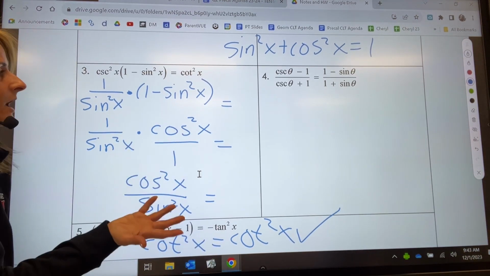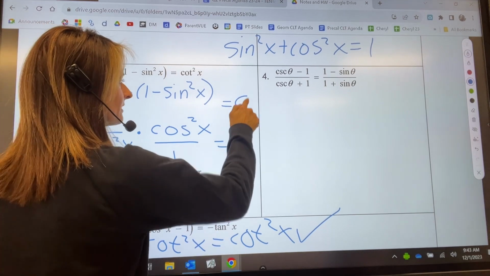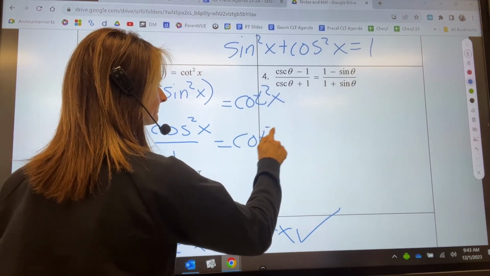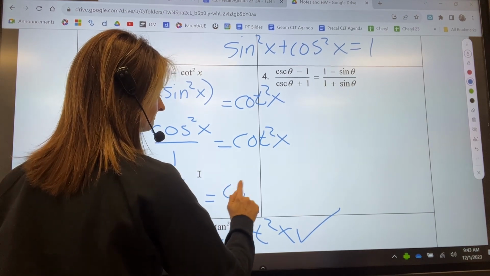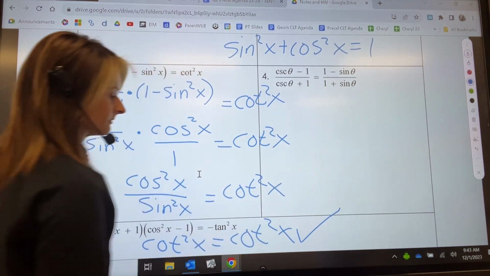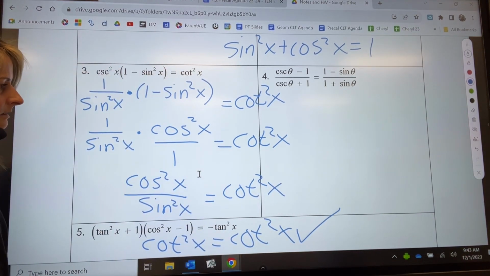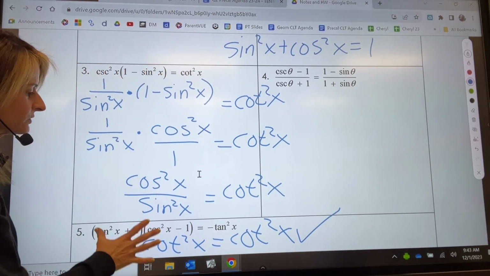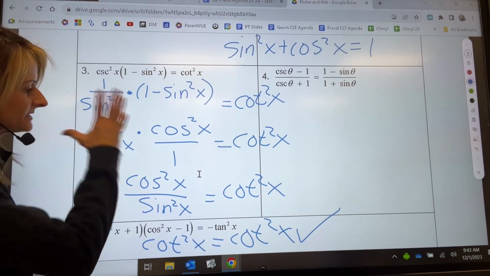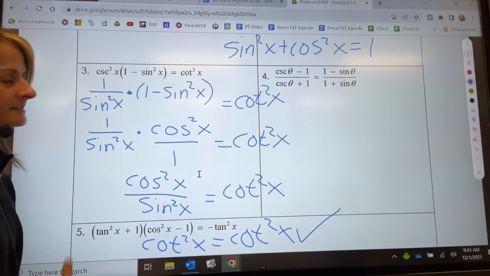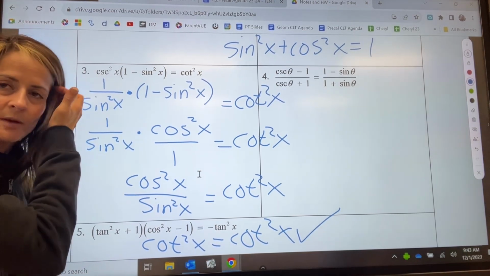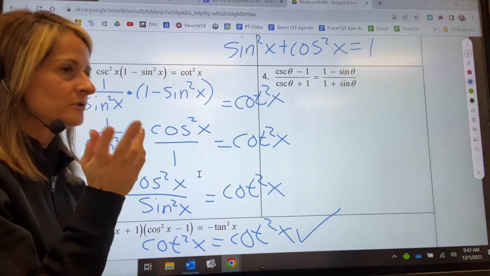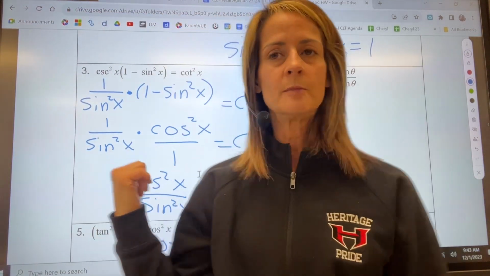Now you can, if you want, write cotangent squared here every single time, but most people don't. As long as you put the equal sign, we're good. We know where we're going. Everyone knows what's happening. Math is a language, and this is how they need to look. This is what I'm going to be looking for on quizzes, tests. When you do this in the future in calculus, this is what your teachers are going to be looking for.